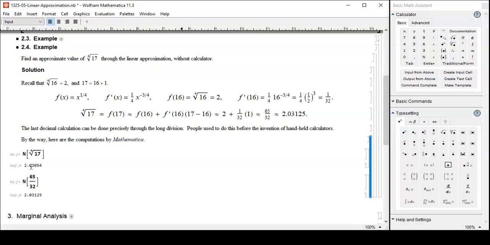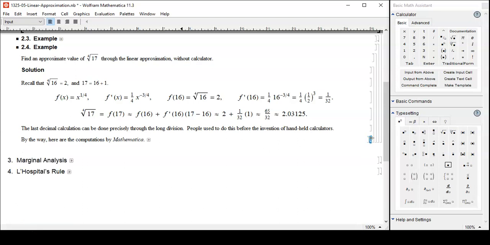The difference is 0.031, approximately speaking. So up to the 2nd decimal digit, no, up to the 3rd decimal digit, I got a correct computation. That's amazingly accurate without a calculator.